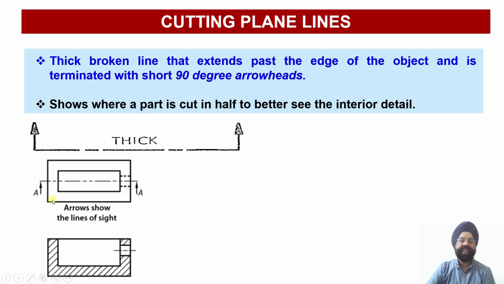So here we can see that this is an object whose internal detail we want to evaluate, because otherwise, if we draw the orthographic view of this object, this hollow portion over here will be shown with the help of a hidden line or a dotted line. Similarly, this is a hollow portion. This is the top view of the object. This is the hollow portion which is there on the side wall of this particular component.